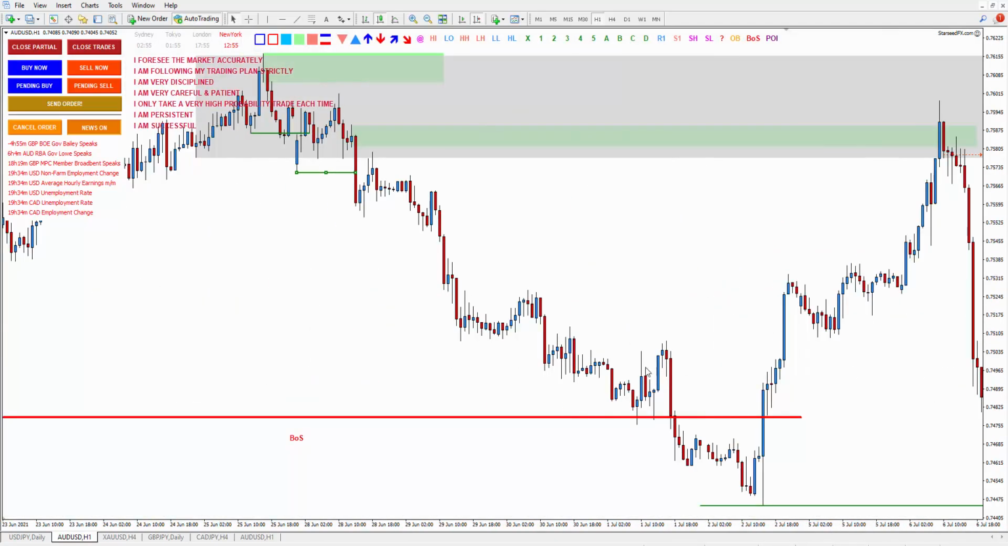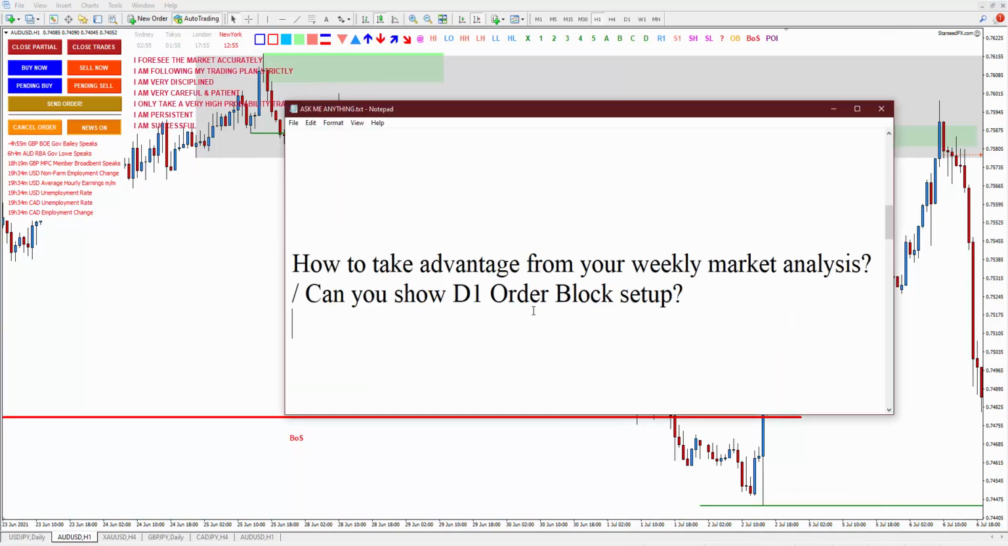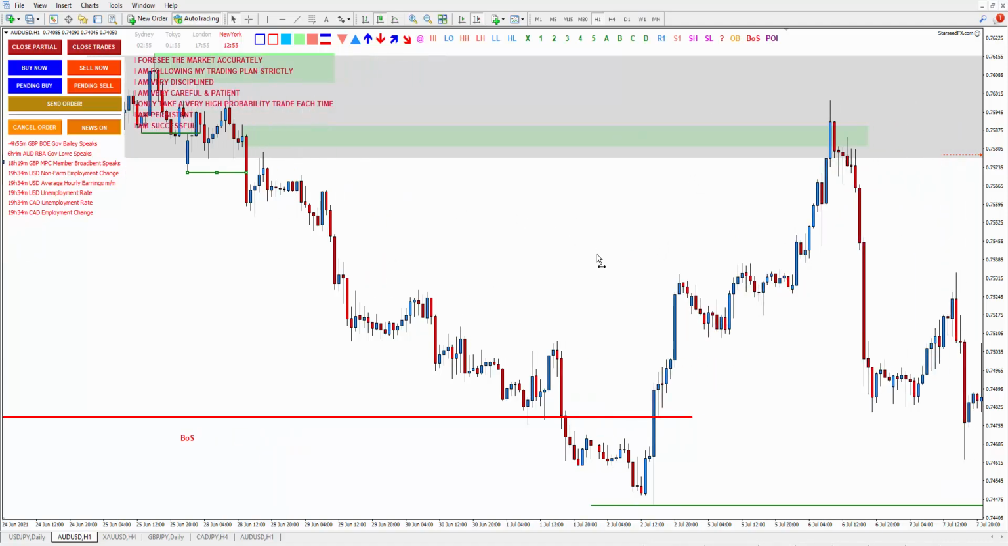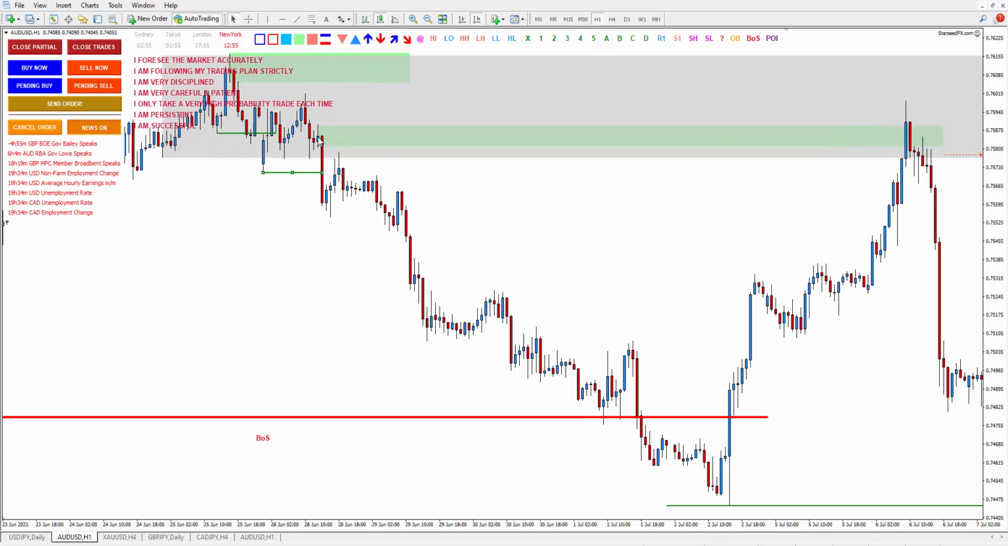So anyway, that's how you take advantage of my weekly market analysis. Make sure you watch every week and you can set the alert like that. You don't have to trade every single alert. You just need 1 or 2 that are good and make you feel comfortable. And then you can trade it on H1 by placing the order block like this.